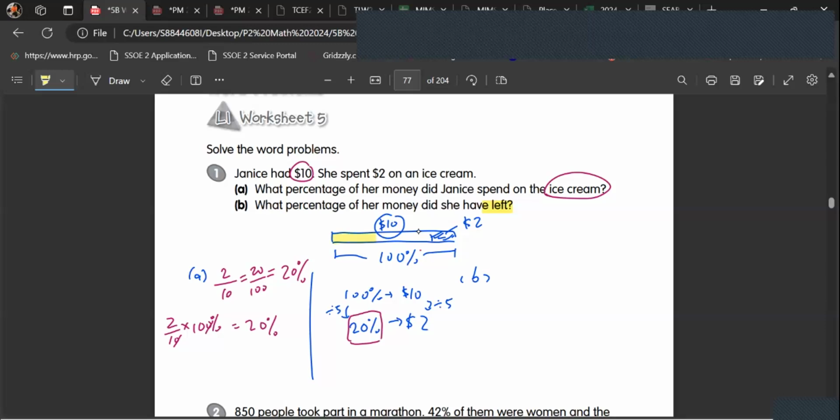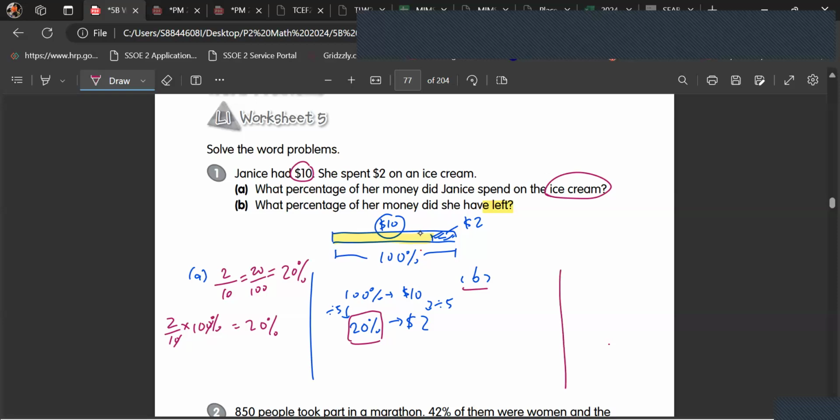Then the next part, part B, asks for the percentage of money left. There are so many ways of solving a question. I could do just 100% minus 20%, and that's 80%. So 80% is left, which is the one in yellow. Don't forget to insert your percentage symbol.